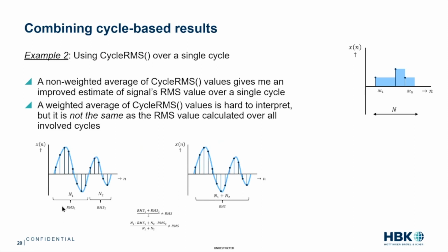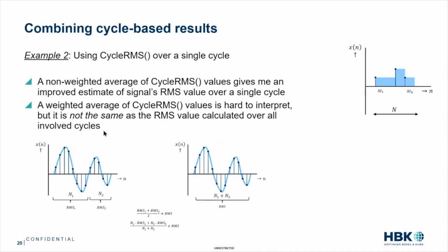So again, I'm calculating the RMS value over the first cycle, over the second cycle, call them RMS1, RMS2, and I take the RMS value over both cycles together. What I now get if I average non-weighted averaging of the RMS1 and RMS2, that is not equal to the RMS value that I calculate here. If I use the weighted RMS value, it's also not equal to the RMS value that I get when I would have averaged over 2 cycles.